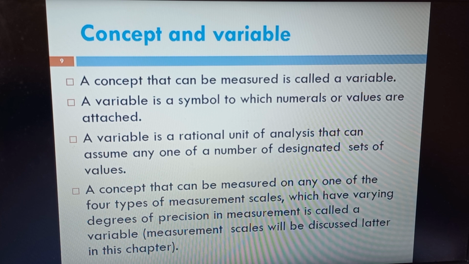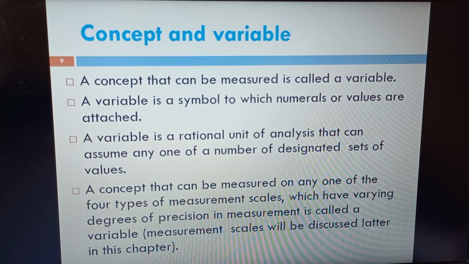So having this, let's come to the concept and variable. A concept that can be measured is called a variable. As you know, a variable is a symbol to which numerical values are attached or attributed later. So a variable is a symbol which will assume a certain value after investigation. A variable is a rational unit of analysis that can assume any one of a number of designated sets of values. This data or this value will be determined after investigation or after conducting the research.